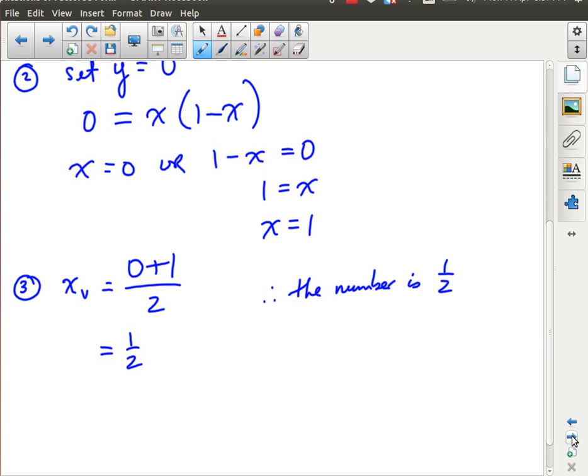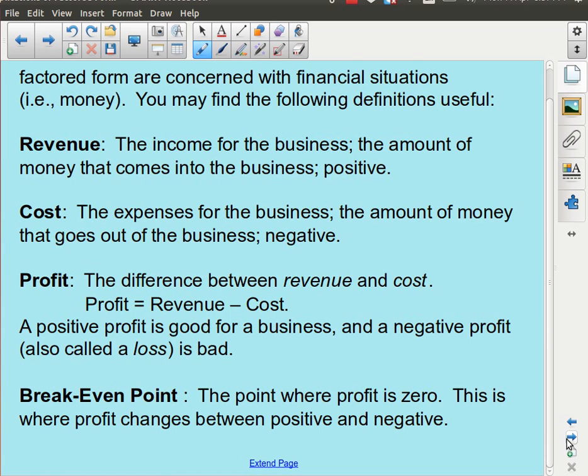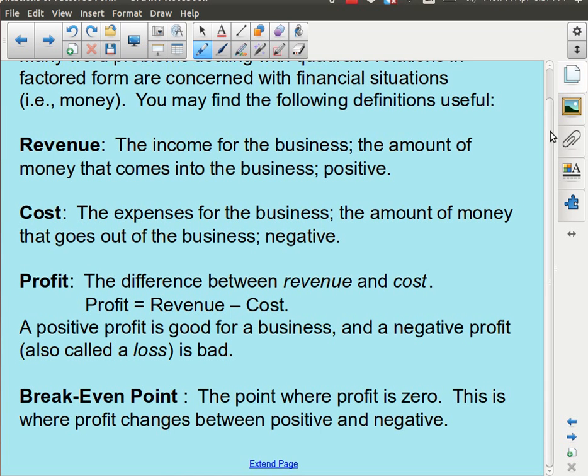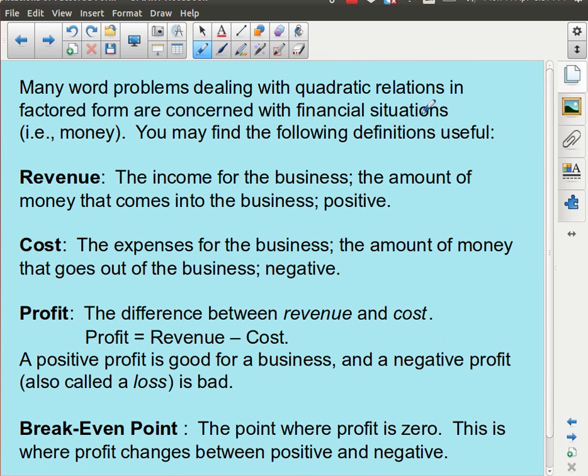Okay, so that is it. There's a bit of a summary here. I'm just going to go through that quickly. So, in quadratic relation word problems, you're going to see some of these, and we've already talked about one of them. Revenue is one of them, and that's how much money is coming in. We also look at cost. That's how much money goes out of the business.